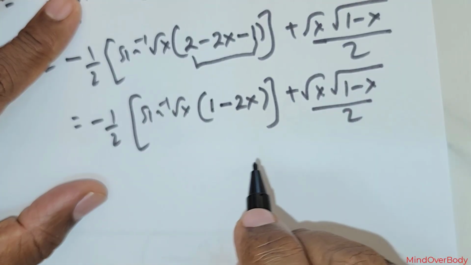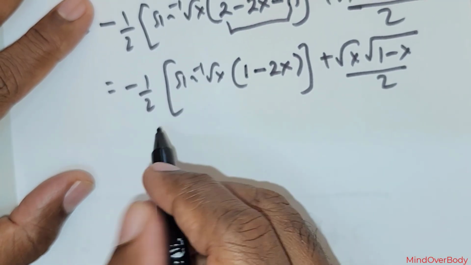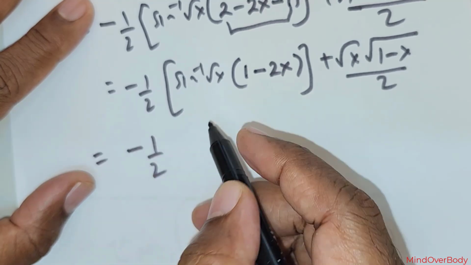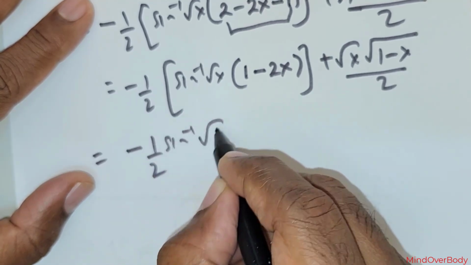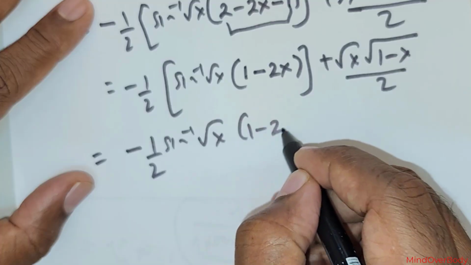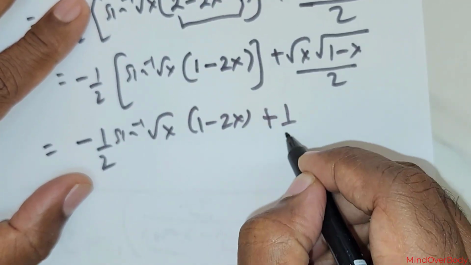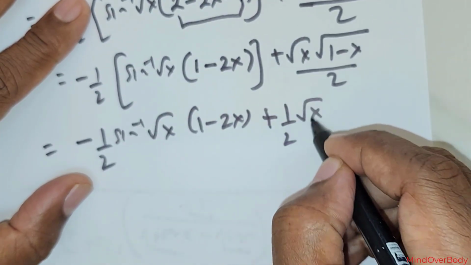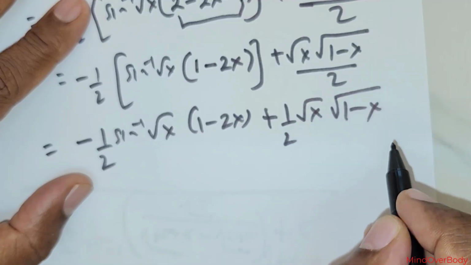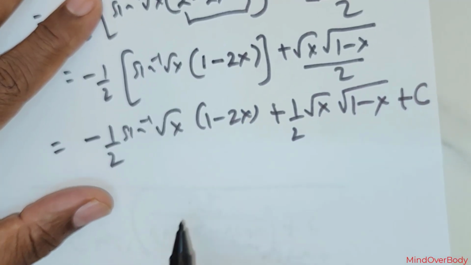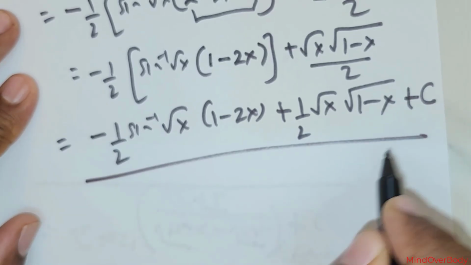Now you can rewrite this by distributing this 1 over 2. So this is negative 1 over 2 times the sine inverse of root of x times 1 minus 2x plus 1 over 2 times the root of x times the root of 1 minus x. Now you can add the arbitrary constant c. So this is the solution for this question.